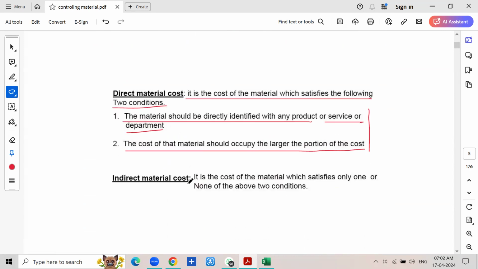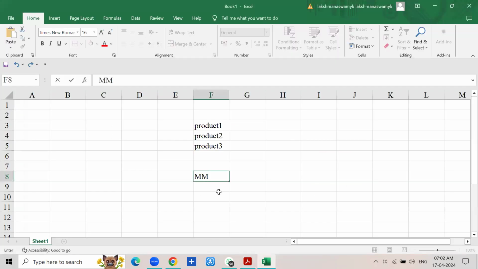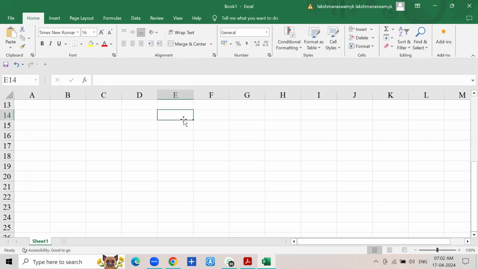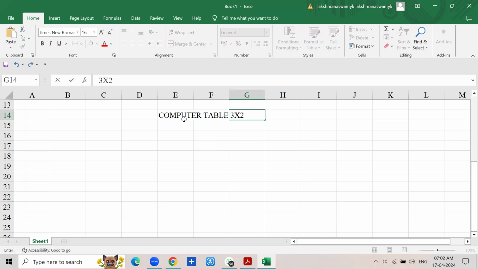Then indirect material cost. It is the cost of the material which satisfies only one or none of the above two conditions. Let us take one example and let us try to understand. So we are producing and selling a computer table. I am giving a simple example. Computer table size, right? 3 into 2. 3 feet into 2 feet, right?